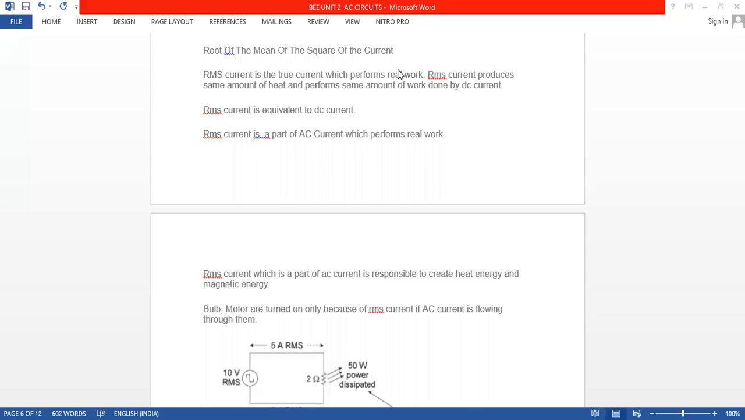Is it fine? Okay. You can use the word real or true. So RMS current is a true current or real current which performs the real work.